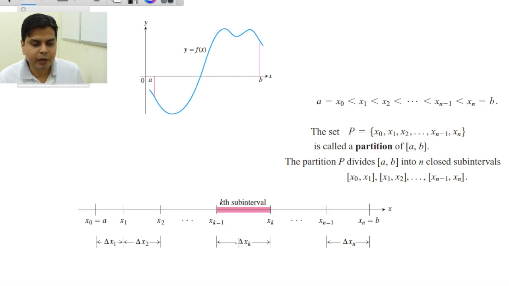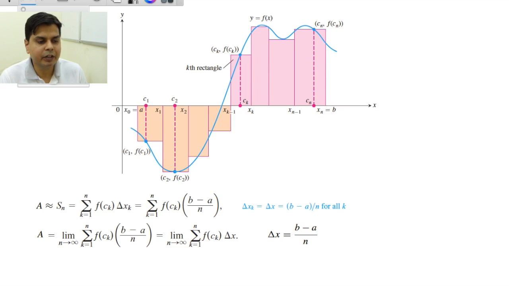The length of each part will be delta xk. Suppose I have a kth subinterval, so the length will be delta xk. Just to make my calculation simpler, I will assume that all these subintervals are of equal length, so that I don't have to worry about the length of the subinterval in each case.